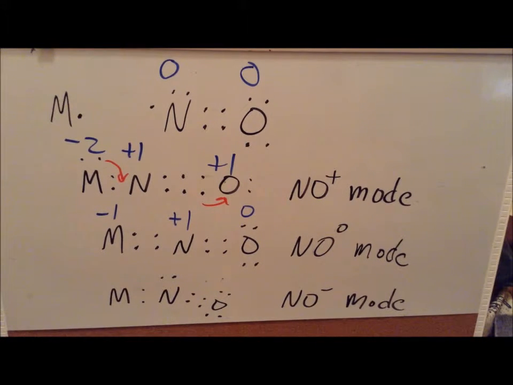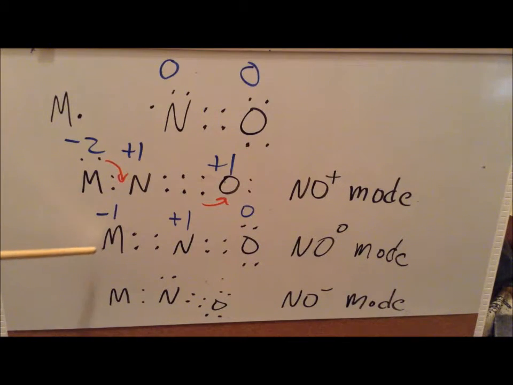In the final binding mode, the NO minus mode, the bonding pair that had been part of the double bond between the metal and nitrogen becomes a lone pair on nitrogen. So let's see what the effects of this are going to be as far as the formal charges.